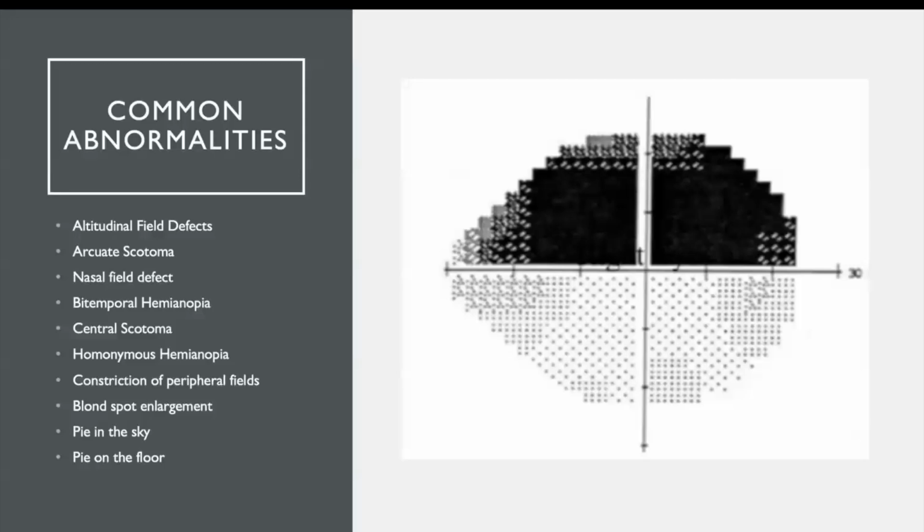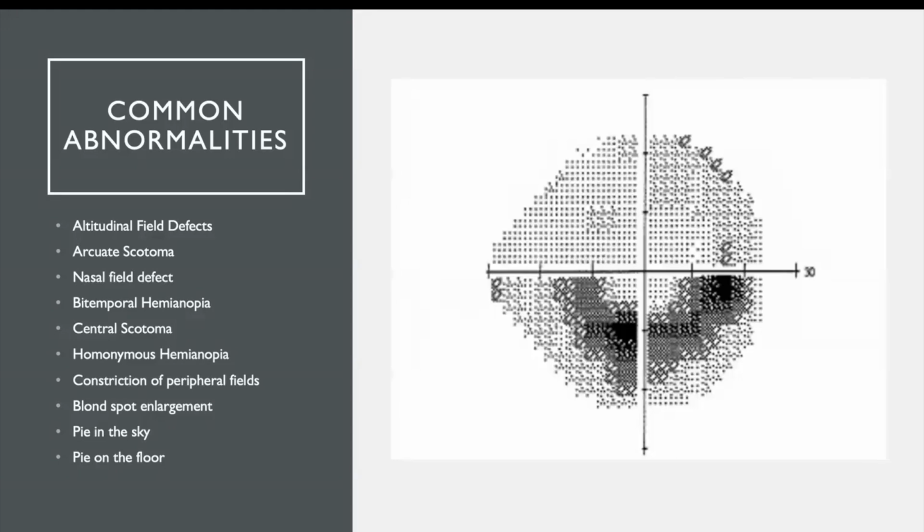So an altitudinal field defect is essentially a field defect that respects the horizontal midline, and it typically presents in things like ischemic optic neuropathies. You've got hemiretinal, like either branch vein occlusions or artery occlusions. Glaucoma can present with this sort of field defect. Typically problems with the optic nerve, or for example, optic nerve colobomas, lesions, can present with altitudinal field defects, and this is what it looks like. And importantly, it respects the horizontal midline.